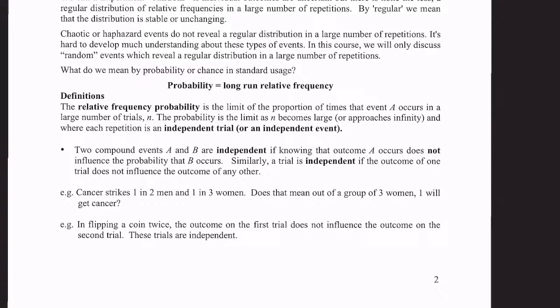The relative frequency probability is the limit of the proportion of times that event A occurs in a large number of trials, N. And how many you need to be able to see that probability depends on the situation. The probability is the limit as N becomes large or approaches infinity. Because notice, after some threshold, it just stabilizes. It's a steady state and it's consistent.